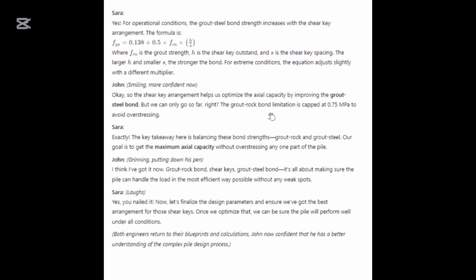But the grout rock bond limitation is capped at 0.75 MPa to avoid overstressing. The key takeaway here is balancing these bond strengths: grout rock, grout steel. Our goal is to get maximum axial capacity without overstressing any part of the pile. I think I've got it now. The grout rock bond, shear keys, grout steel bond. It's all about making sure the pile can handle the load in the most efficient way possible without any weak spots.